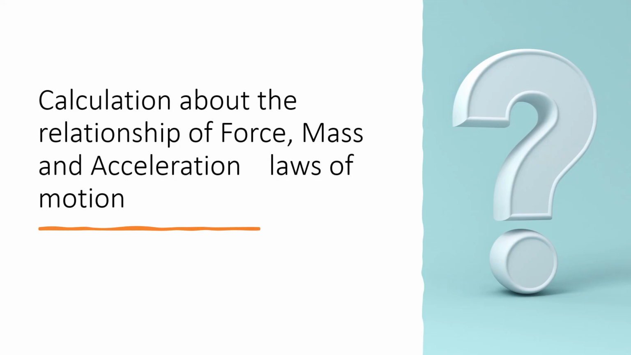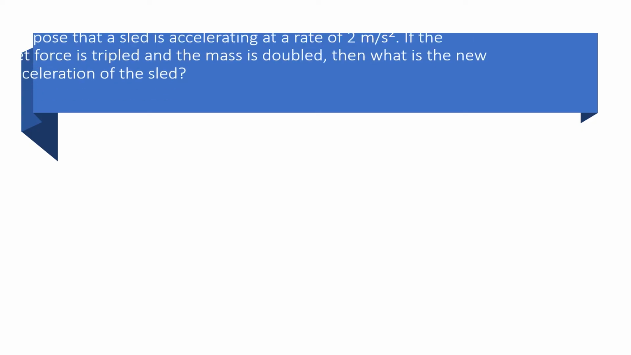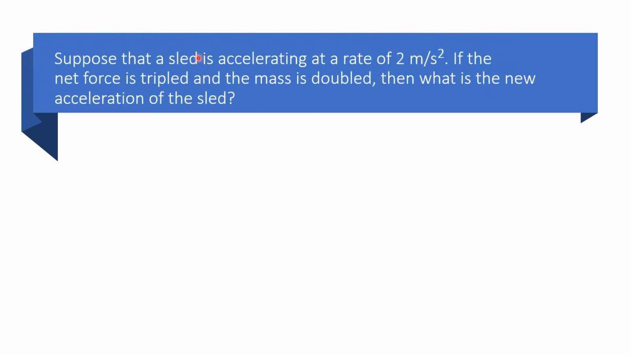Okay. Now, let us proceed with the calculation about the relationship of force, mass, and acceleration laws of motion. So, this time, please follow my direction as we solve this problem para yung next problem kayo naman. So, let us solve. Here's the problem. Suppose that sled is accelerating at a rate of 2 meter per second squared. If the net force is tripled and the mass is doubled, then what is the new acceleration of the sled?